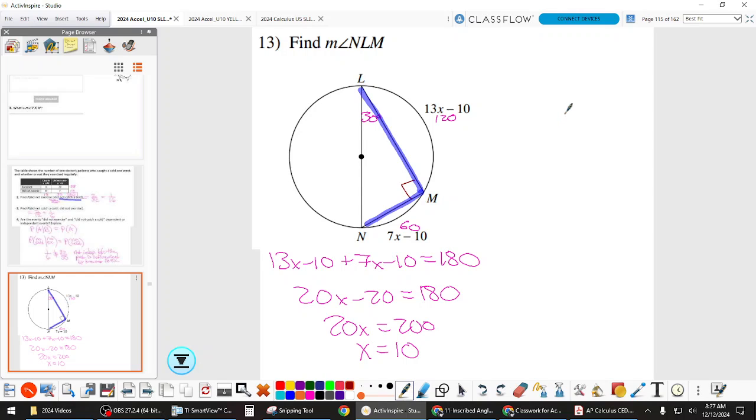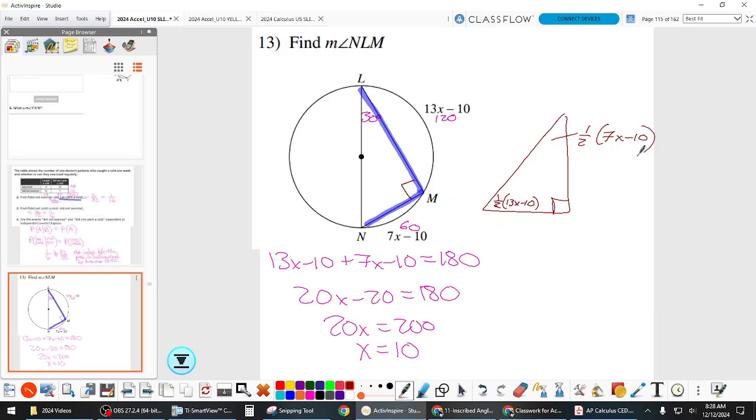We know 30, 90. So we have 90, and then angle N is half of 13x minus 10. And angle L is half of 7x minus 10. And then you can just add those three angles to 180. Either one. Does that help? I mean, it did because you said you found your error, right?